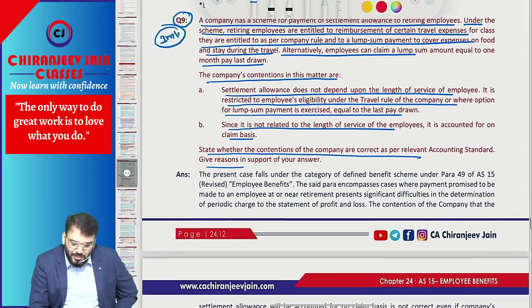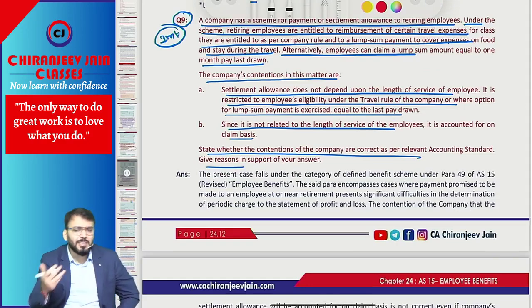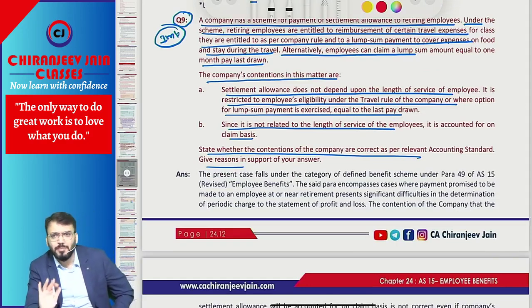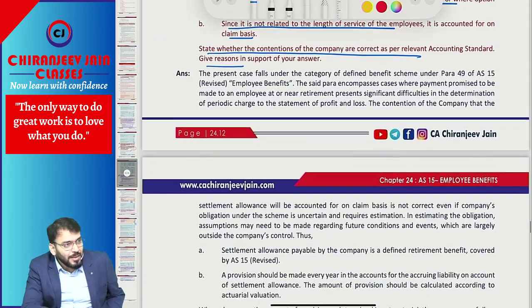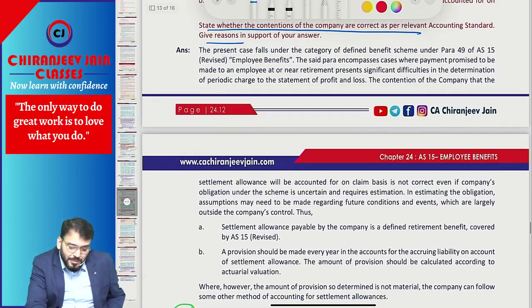Can I say anything payable after retirement becomes a post-employment benefit? So this amount is payable after retirement, it becomes a post-employment benefit, and can I say in that case this is not a defined contribution plan, this is a defined benefit plan. There is one plan that they will get a reimbursement of travel expenses. This will come under what? Defined benefit plan only. So what they are saying, let us see.